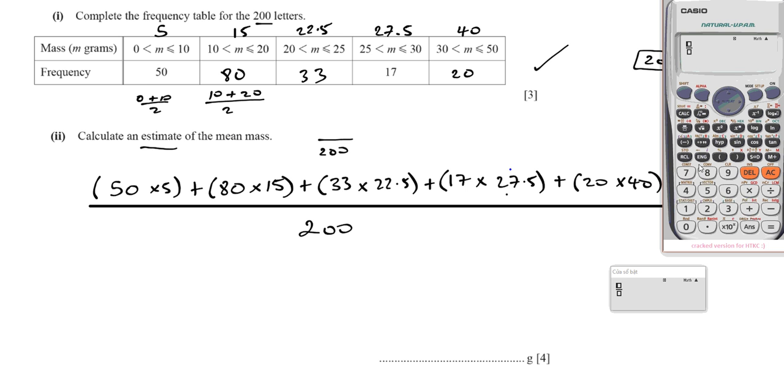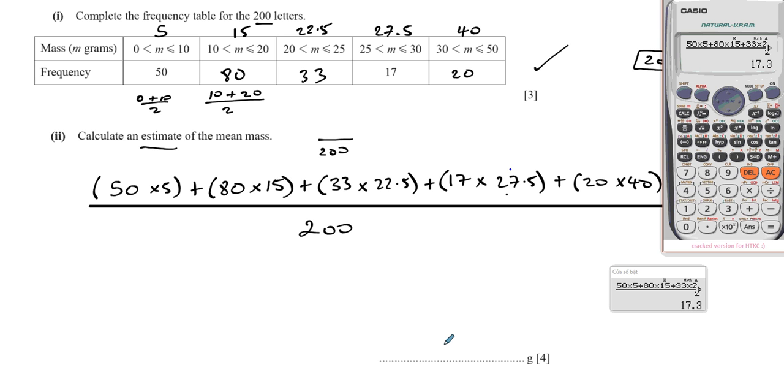So let's do this calculation. You've got 50 times 5, plus 80 times 15, plus 33 times 22.5, plus 17 times 27.5. Very careful when you do this. Plus, you've got 20 times 40, divided by 200, and that should give you your answer, which is 17.3.